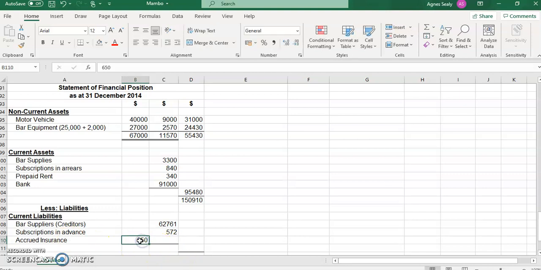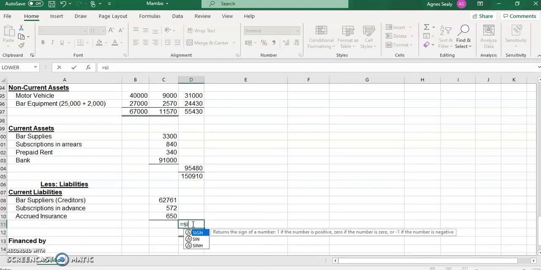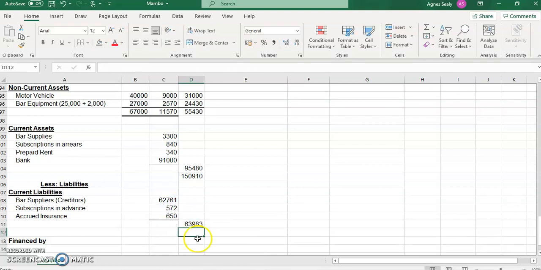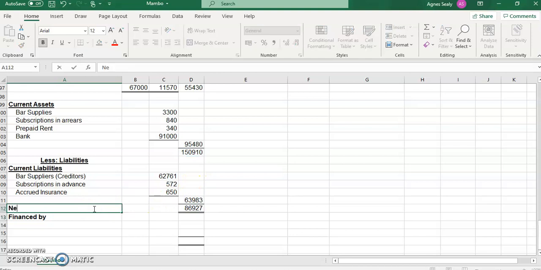So let's look at the total liabilities. We don't have any non-current liabilities, but if the club or the association had a loan from a financial institution, you would include your non-current liabilities. But we only have current liabilities, so total liabilities, $63,983. And that will be subtracted from the total assets to give us our net assets. So our net assets are $86,927.